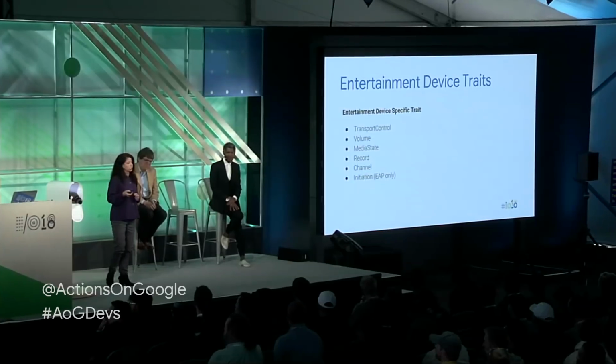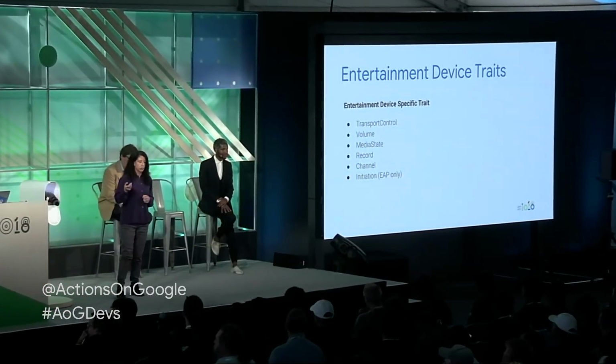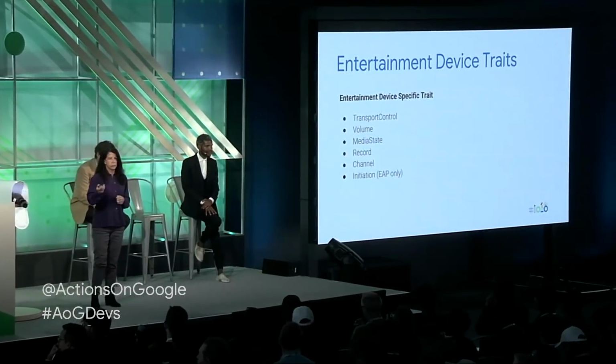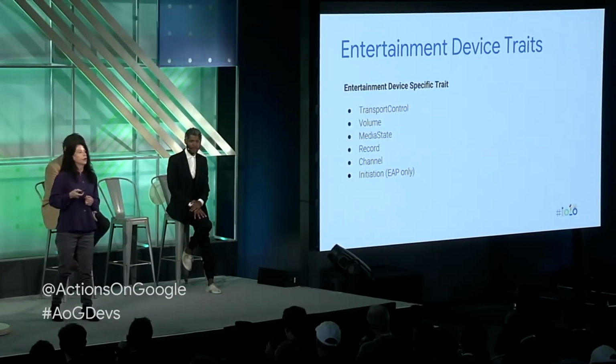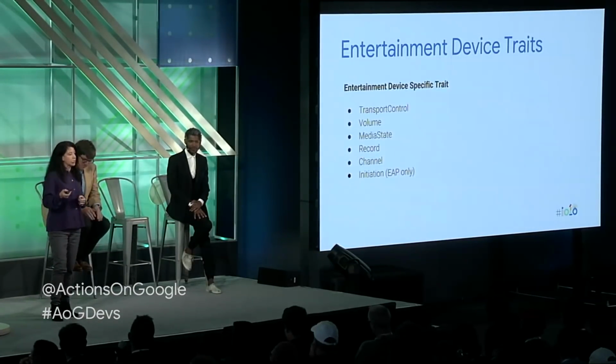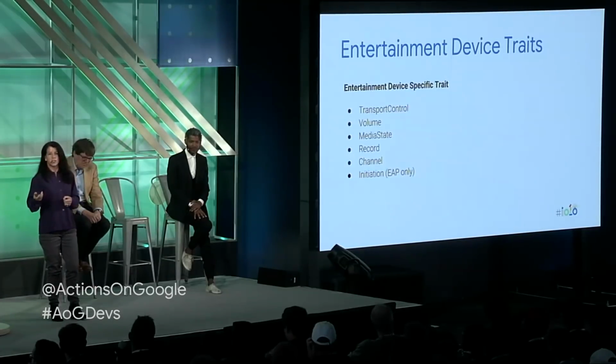And this is the list of traits we have specific to entertainment devices. So we have transport control, gives you the ability to move the media, rewind, fast forward, et cetera. Change the volume up and down, get the state of the media, do recording, understand what channel you're on. You heard Mark switching to the channels. We played a lot of ESPN yesterday. And in some cases, we are also doing media initiation, and this is by early access partner only. So if you happen to be at a company that's doing entertainment devices, please come talk to us. We'll be in the Sandbox and happy to talk to you more about this.